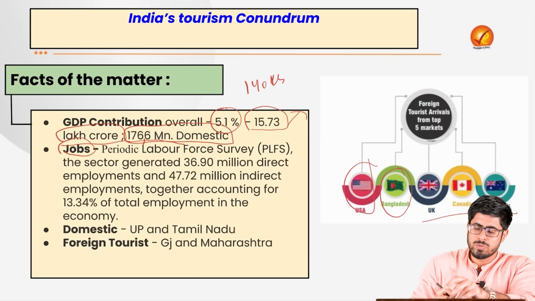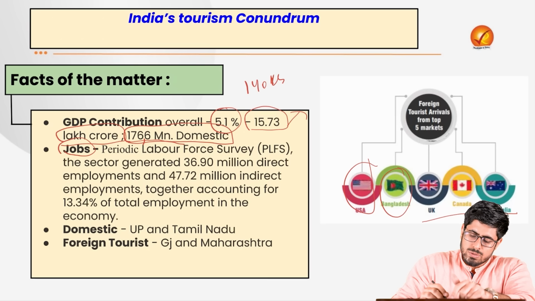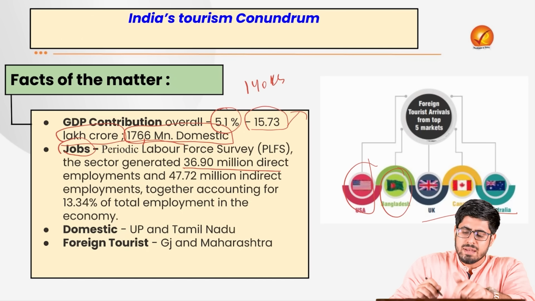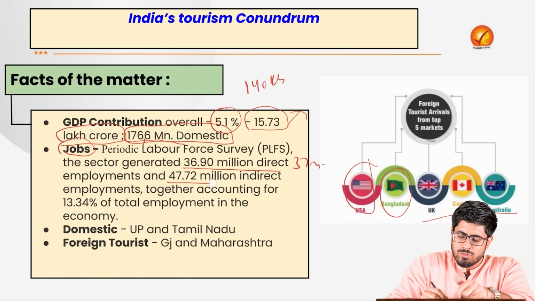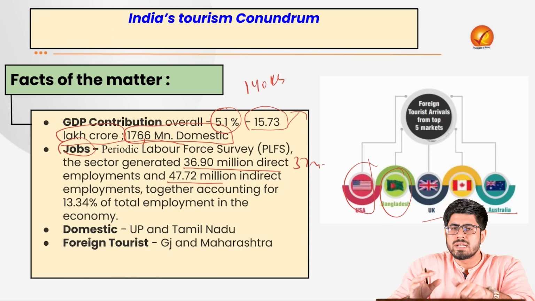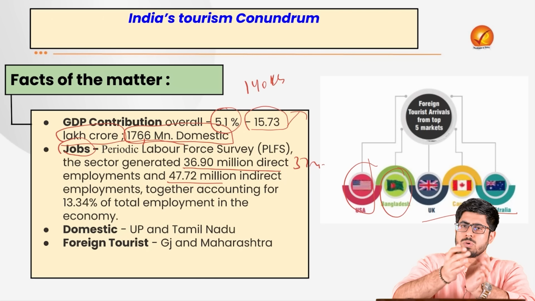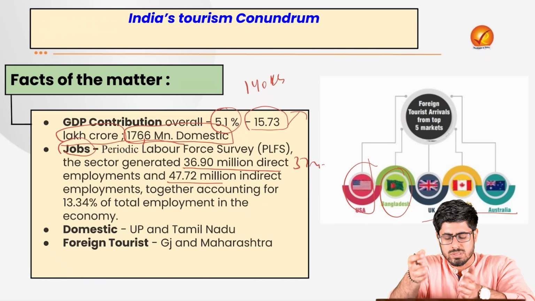If you were to see the government data, it has actually provided 36.9 million direct jobs to Indians, around 37 million direct jobs, and 48 million indirect jobs have been created due to this tourism sector, contributed both by foreign tourists as well as domestic tourists.